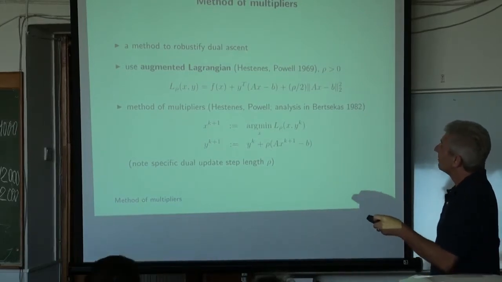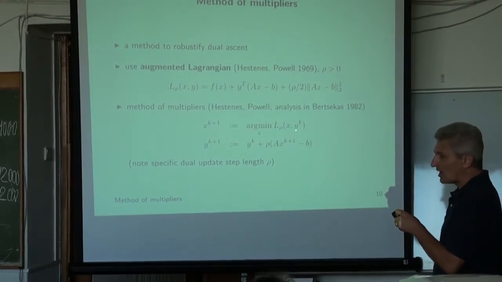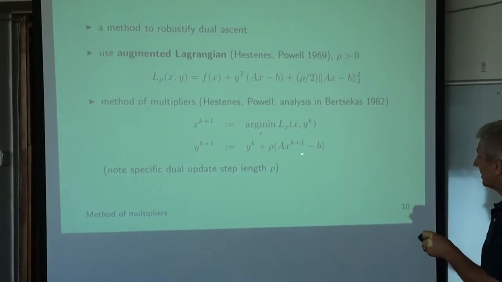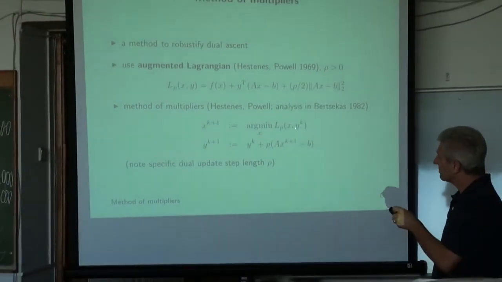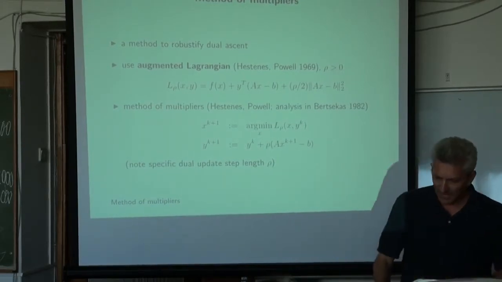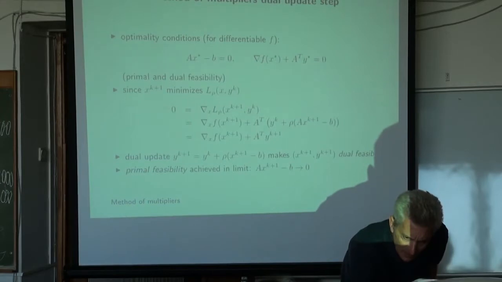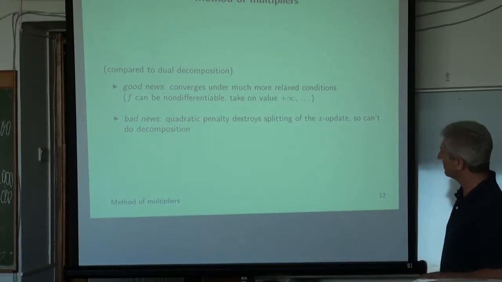And this leads to the method of multipliers. It just looks like this. You fix the dual vector y, you update over x, and then on the next step, you calculate the residual and use that to update the price. Here there's a very specific step length, which is rho. I think maybe what I'll do is not explain the step and just move on so we can cover more material. In fact, probably people know these things.